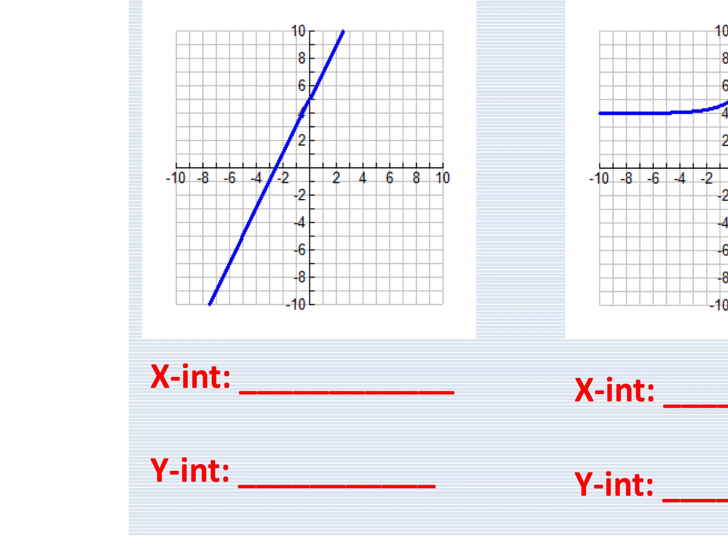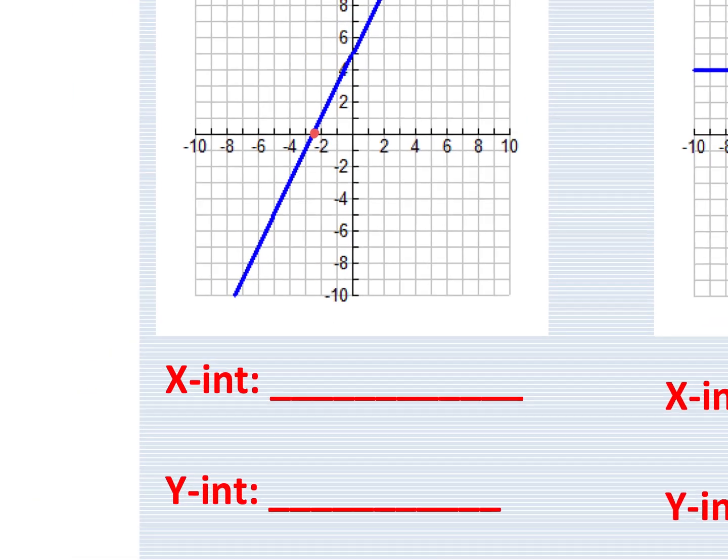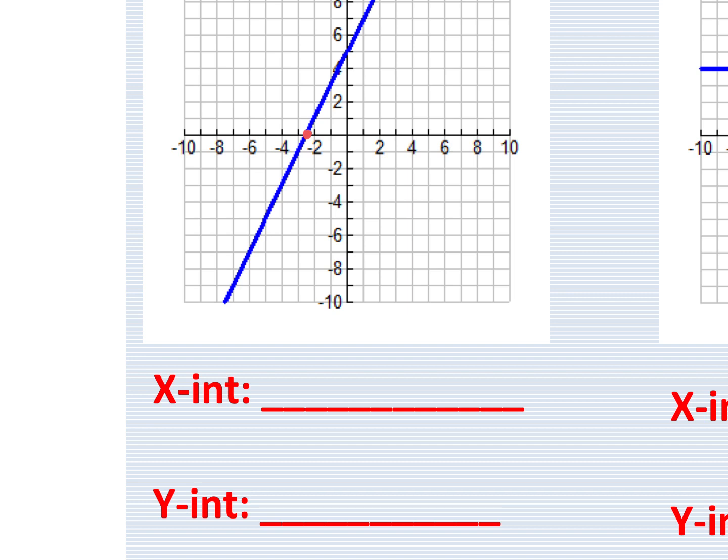Huh? I think so too. I think it crosses right there. Well, guess what? Where it says x-intercept, I just got to write that number. Now, that number is between -2 and -3, so you just have to make an educated guess. I would say it's probably -2.5, because to me, that looks like it's in the middle.